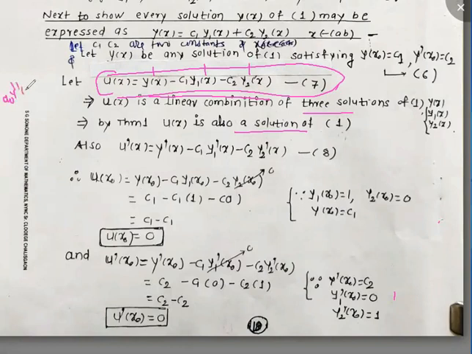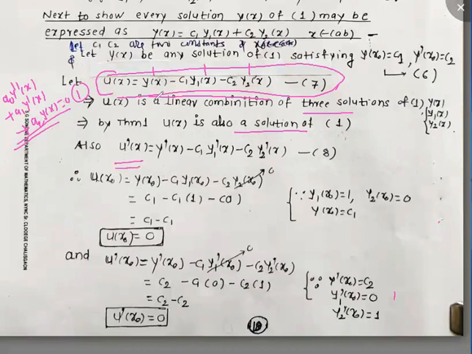a0 y double dash plus a1 y dash plus a2 y equal to 0. This is equation number 1. So u(x) is a solution of this differential equation, a second order linear differential equation. Now find out the derivative of u. What is u dash x?